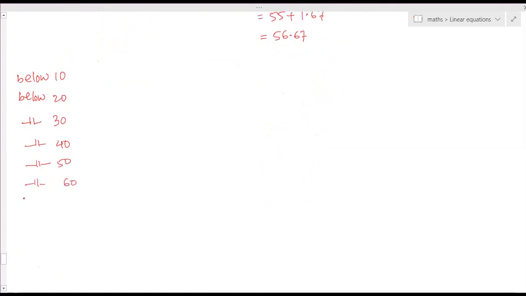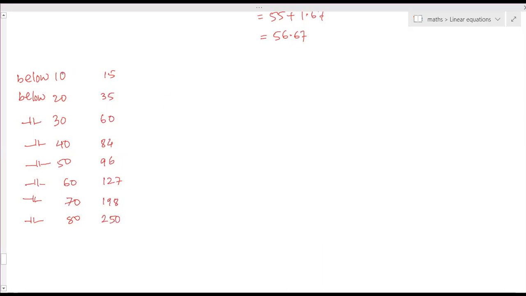Below 60, below 70, and below 80. And the values are given: 15, 35, 60, 84, 96, 127, 198, and 250.